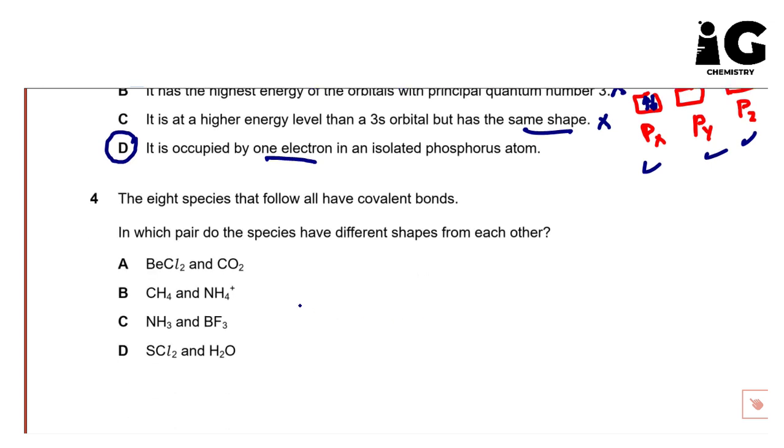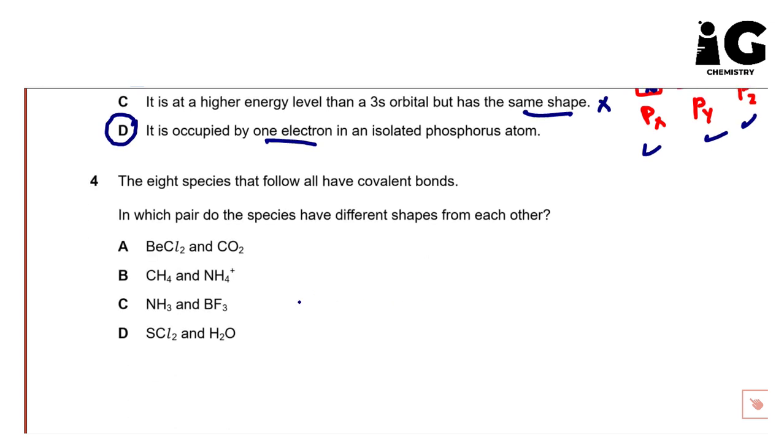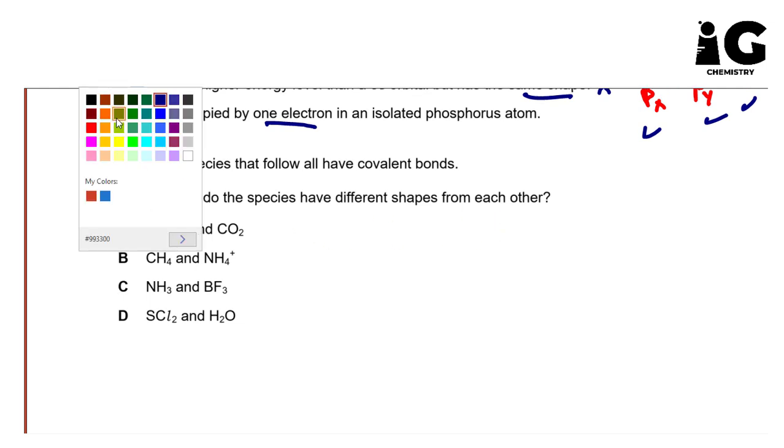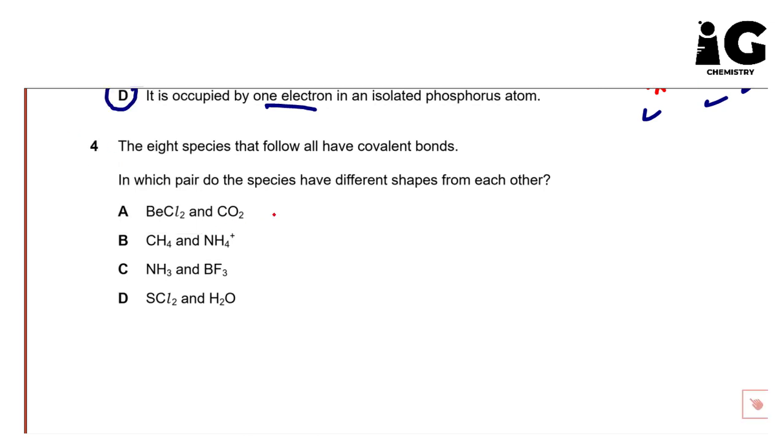Okay? Number 4, the species that follow all have covalent bonds. In which pair do the species have different shapes from each other? Now we talk about the shapes of molecules. This is the geometry of molecules. The first one is BeCl2.